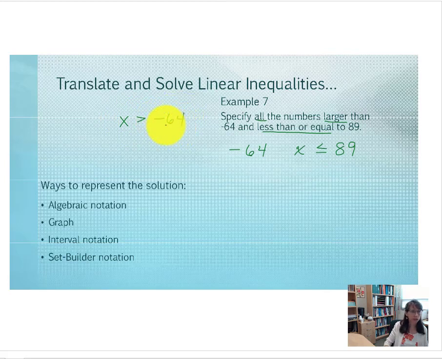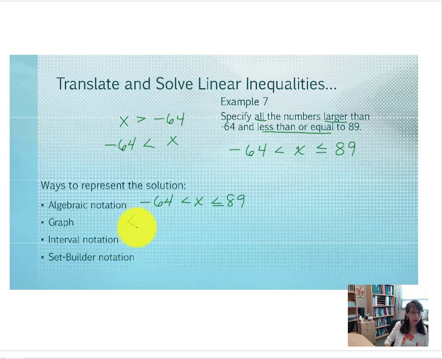Well, here's another rule we need to remember. When I reverse the order of the terms, that also tells us to reverse the direction of the inequality symbol. So now the order is matching what I have written over here, and I can clearly see that the less than symbol needs to be used to fill in. So our algebraic notation is in a compound format. Negative 64 is less than x is less or equal to 89.